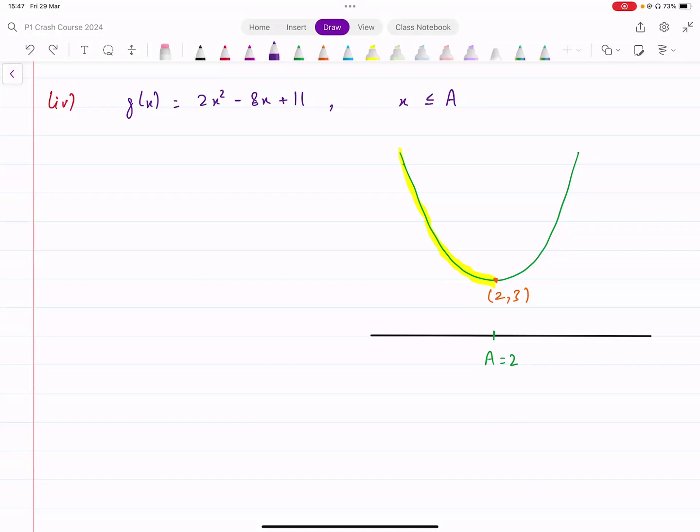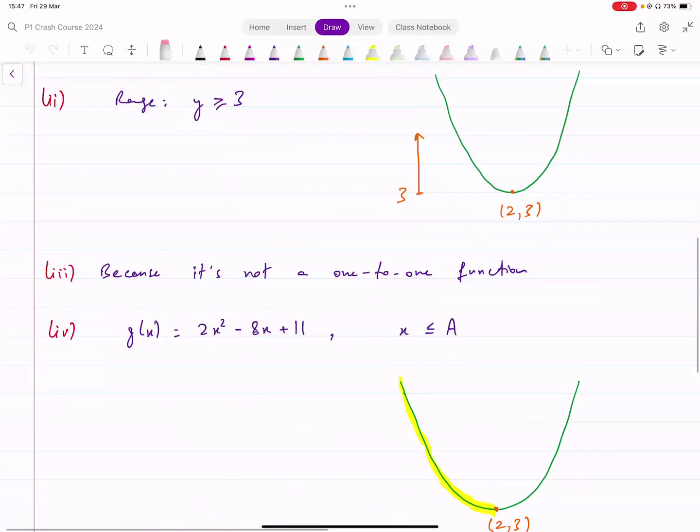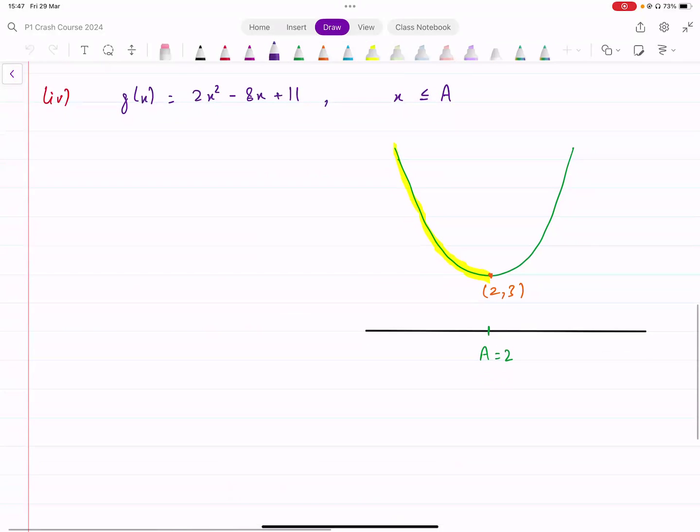So what were they looking for? They were asking for the largest value of a for which g has an inverse. So the largest possible value of a could be 2. That could be the largest possible value of a. It could be anything less than that, and the function would still be one-to-one.